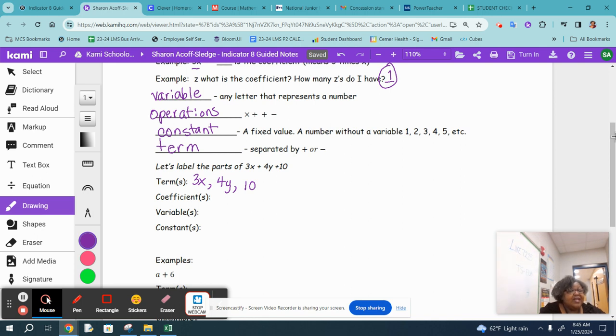Now my coefficients are my numbers in front of variables. Which numbers are in front of variables? Look at it. Tell me which numbers are in front of variables. Not x, numbers. 3 and 4. So I just want the number. Notice when I write the coefficient, I don't write the variable with it. I only want the number that's in front of the variable.